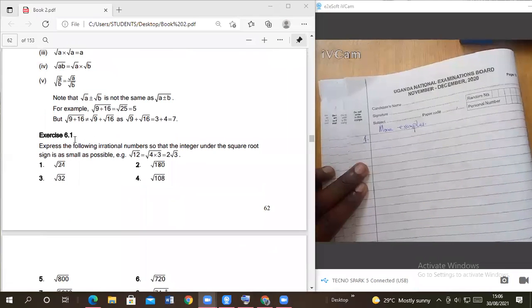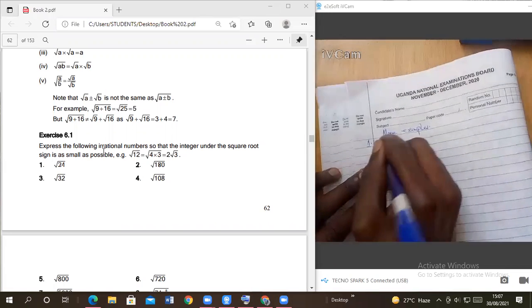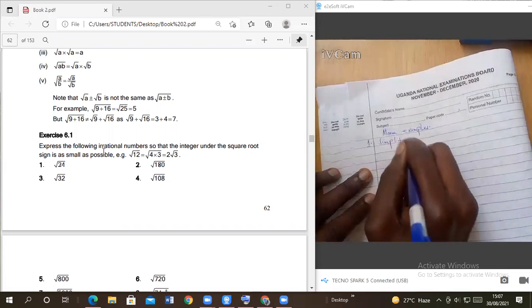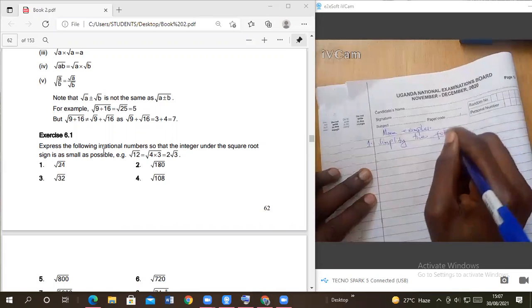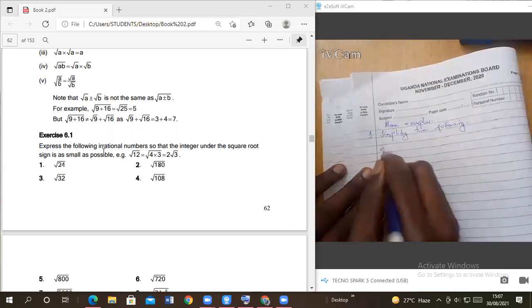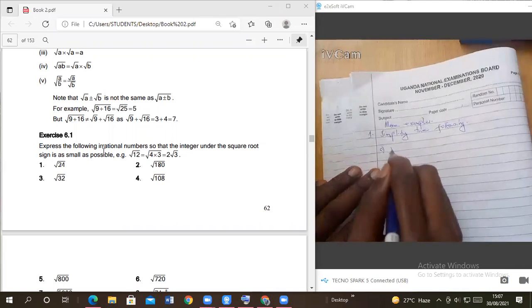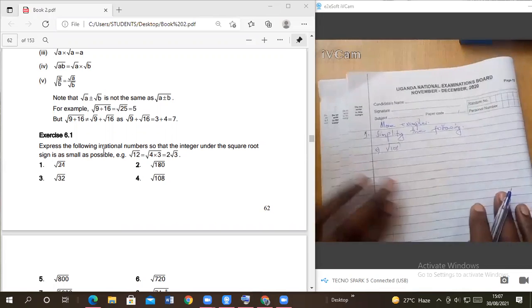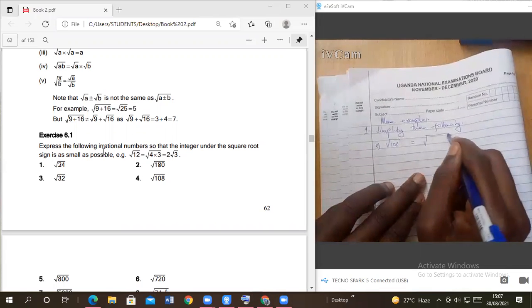I think this is exercise 6.1. They're saying express the following irrational numbers so that the integer under the square root sign is as small as possible. So in a simple sense, they're just telling us to simplify. The question should have just been what? Simplify the following. Okay? A, you simplify for me root of 108.